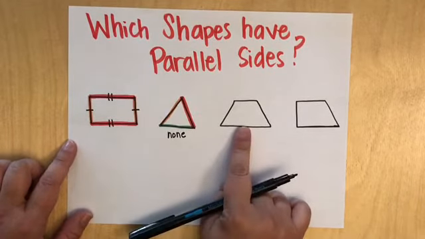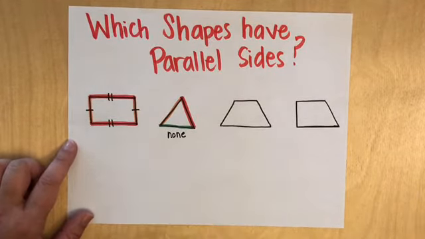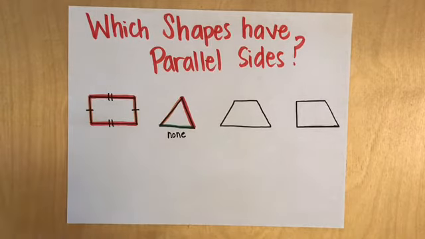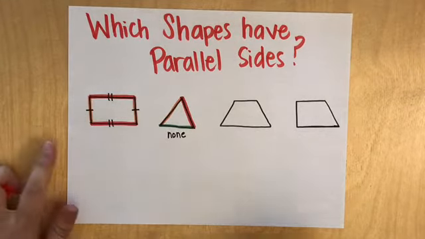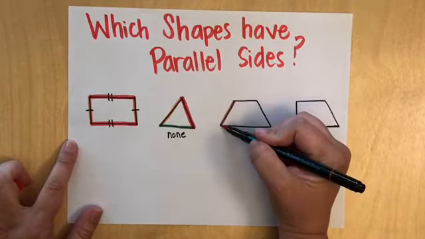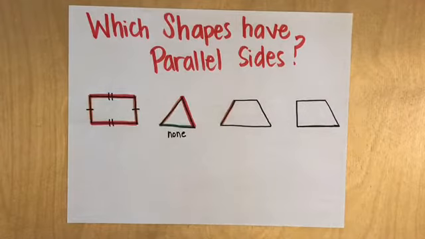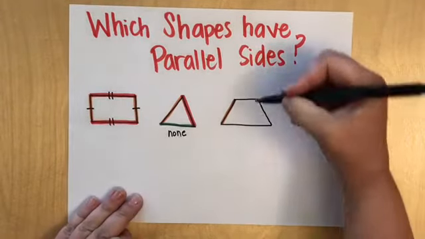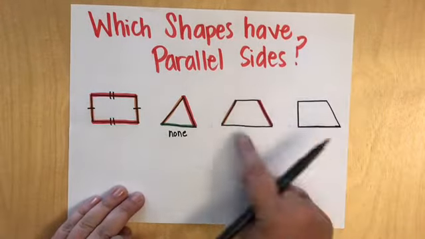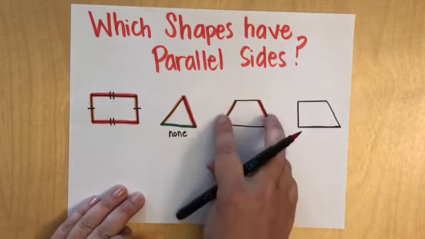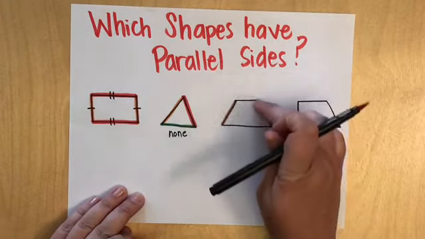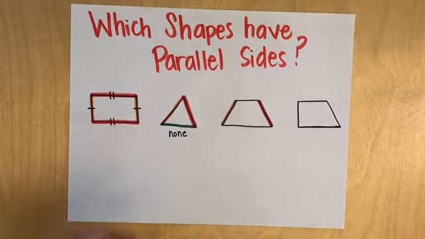Okay, what about our trapezoid here? Do you guys see any parallel sides with that one? Go ahead and draw it and see if you can find any parallel sides. So I noticed that this one right here and this one right here, they're opposite of each other, but they're not parallel because they're going to keep going on and on forever, but then they're going to crash into each other somewhere up at the top. So those are not parallel.